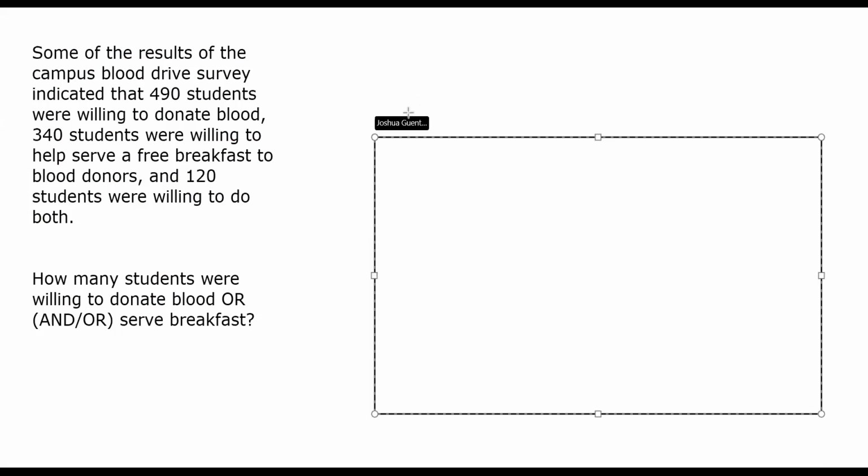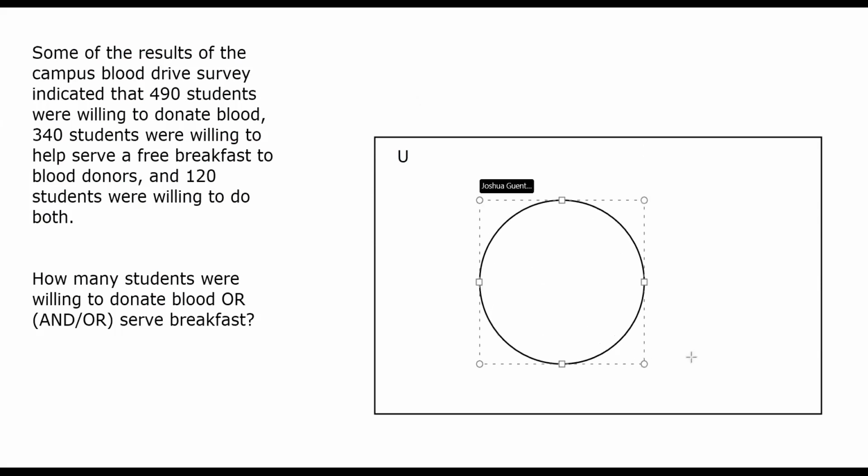Now the universal set, where they probably filmed Frankenstein and Dracula, the universal set is going to be the set basically of all the students on the campus that are involved, whether they're serving breakfast, giving blood, or neither of those things. We don't exactly have a number for that, so it's not the end of the world that we don't know. But let's make a quick Venn diagram.